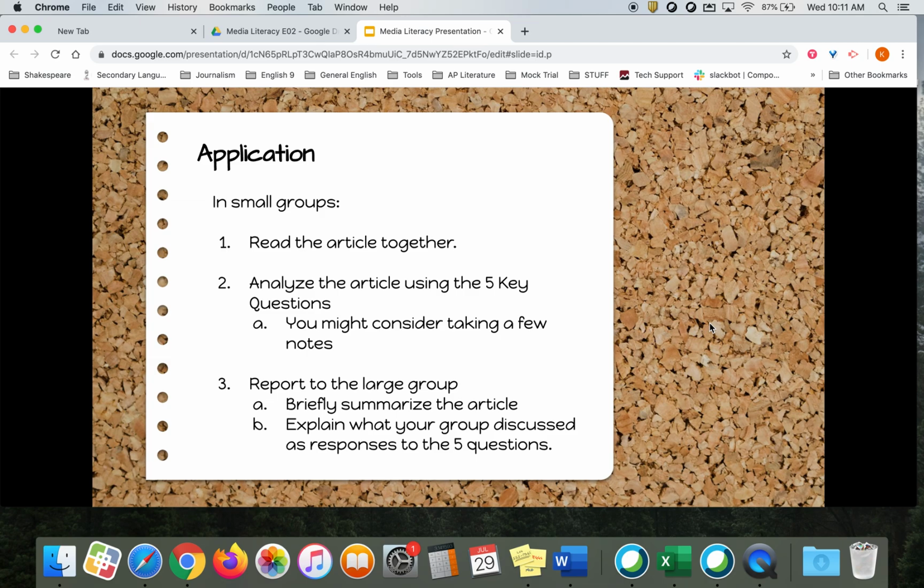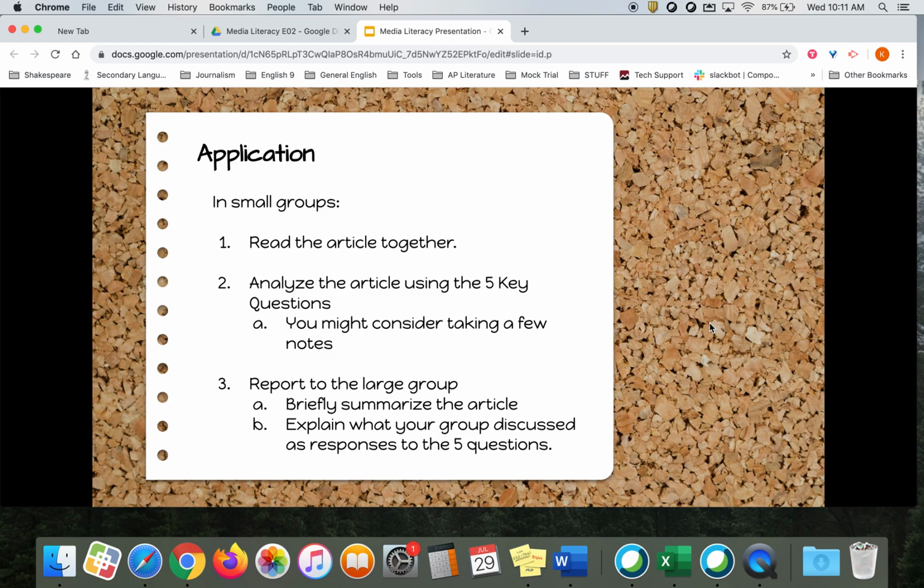And really what they're going to do is read an article together. I have 3 articles, and then I would assign each group an article, and they'll read the article together. They'll analyze it using the 5 key questions, maybe take a few notes, and then we'd come back together as a large group and summarize the article and then explain what the group discussed.